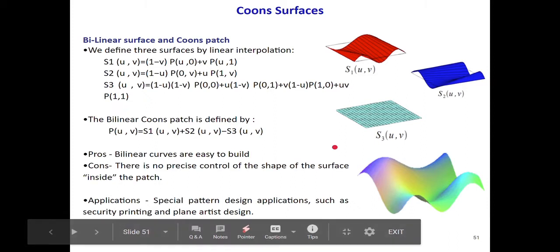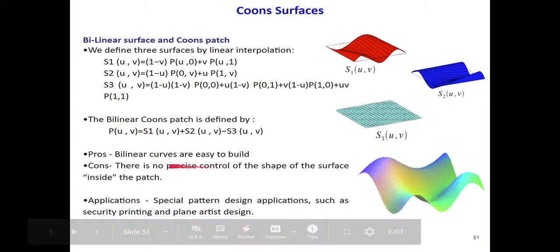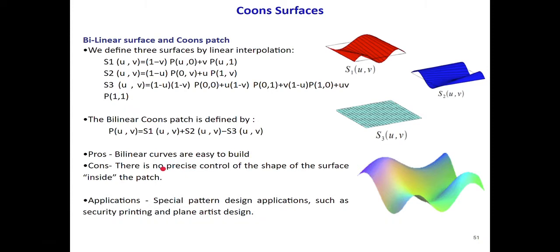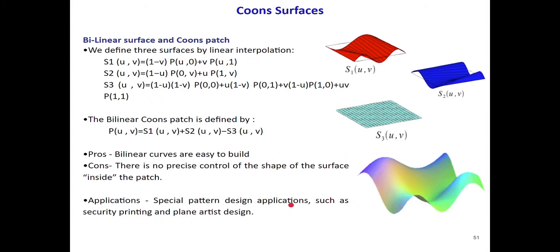The advantage is that the bilinear curves are very easy to build, but the negative thing about it is that there is no precise control over the shape of the curve inside the patch. So that is the disadvantage of these kinds of curves. And their applications include some special pattern design applications such as security printing and plane artist design. So that's all for the bilinear Coons surface.